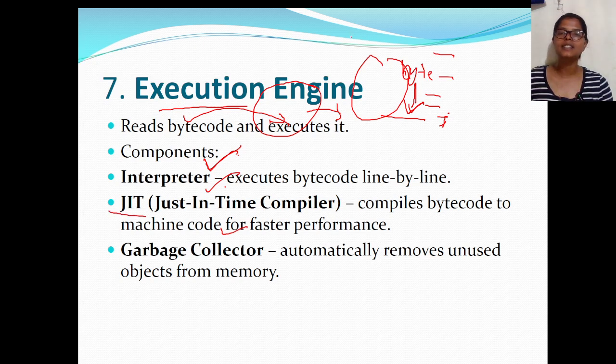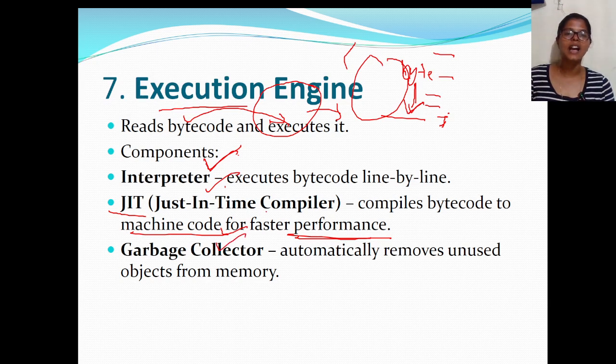Okay, so to get better performance, we have a just-in-time compiler. It converts that bytecode into machine code and provides faster performance. Okay, so what does the just-in-time compiler do? It compiles that bytecode into machine code for better performance.